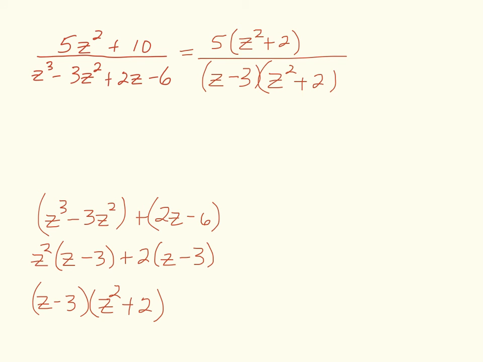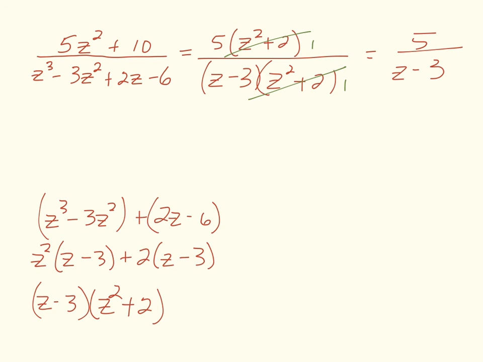What cancels? The z squared plus 2 and the z squared plus 2, which become 1. And we have 5 over z minus 3. And that is the simplified expression. 5 over z minus 3.